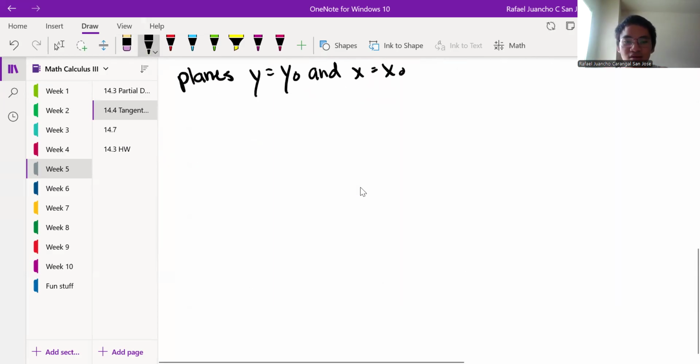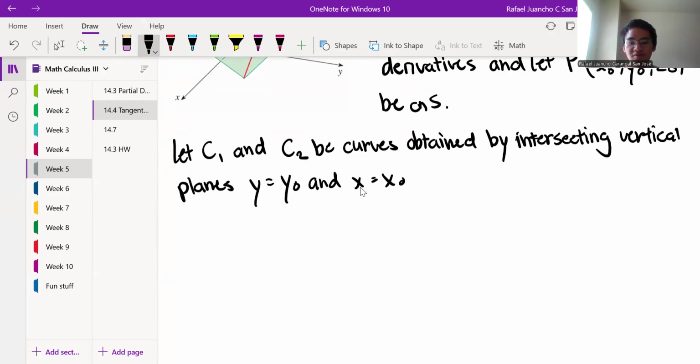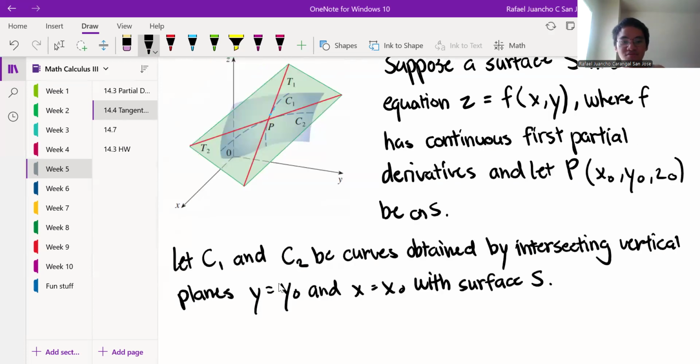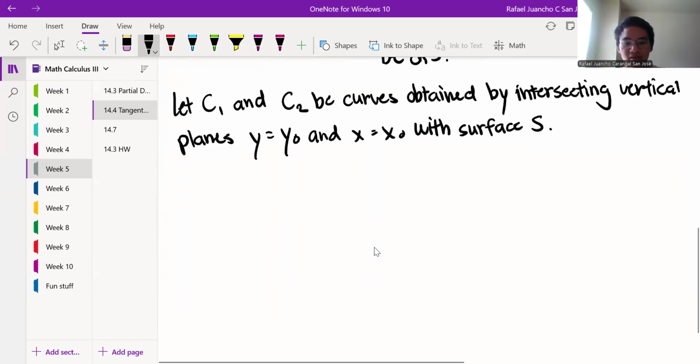Okay. So those are the vertical planes. And what else? Okay, let me just complete. So we intersect these vertical planes with our surface S, right? And then the point P lies on both C1 and C2. So this point P lies on both these intersecting curves C1 and C2. T1 and T2 are the tangent lines to the curves C1, C2 at that point P.